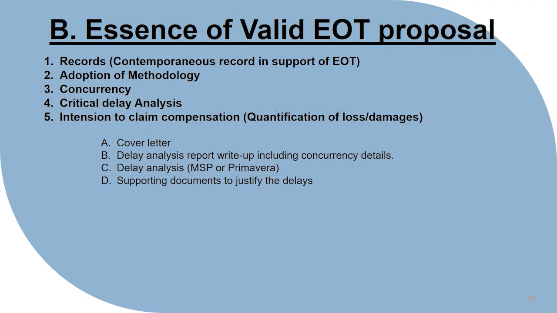These are the minimum requirements for a valid extension of time request. The sequence of your extension of time request document can be: first, a cover letter including the delay analysis report write-up and concurrency details. You should include the format which I have shown you in your extension of time proposal, followed by delay analysis performed on MSP or Primavera software, along with all the supporting documents justifying the delay events. If you follow the above explained sequence, the chances of being granted extension of time increase, and it helps you sustain future claims also.